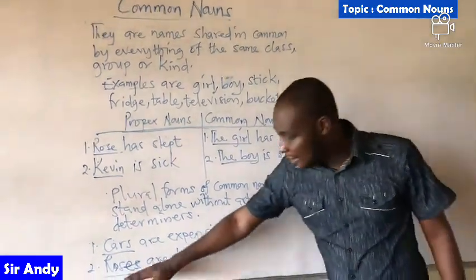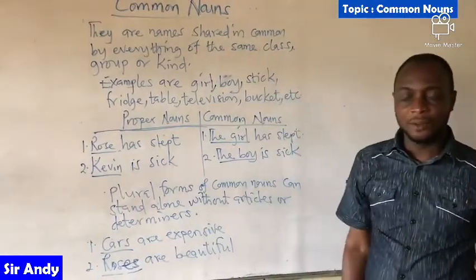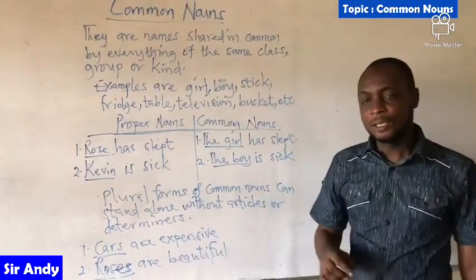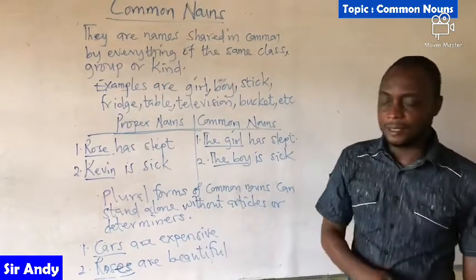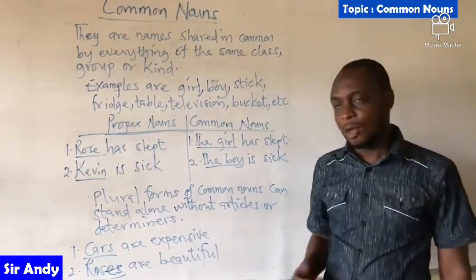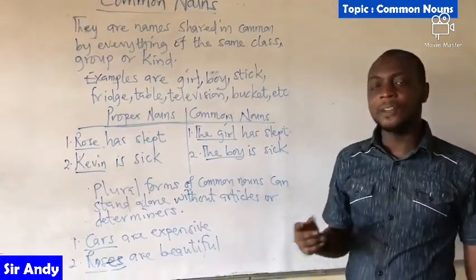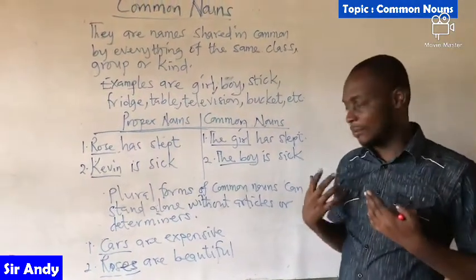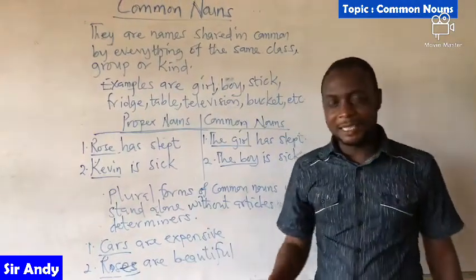And we have this: roses are beautiful, not rose is beautiful. If you say "Rose is beautiful," then you are referring to a person. But "Roses are beautiful," you are referring to the plant rose or the flower rose. And that is also accepted and it can stand alone.